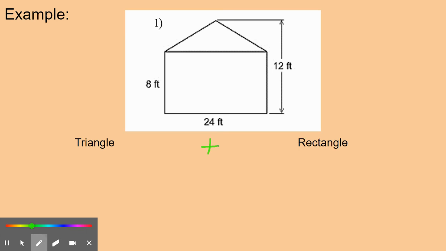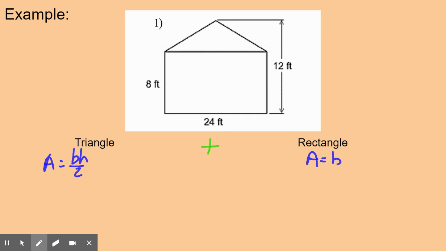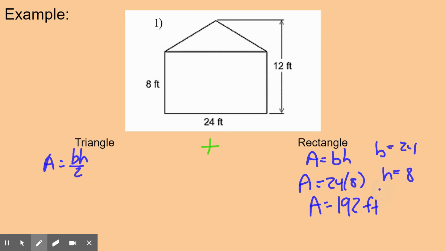So start off by writing your formula. A equals base times height over 2 for a triangle. A equals base times height for a rectangle. So for our rectangle, I would say our base is 24. Our height is 8. And then I can replace it. All right, and I get 192 feet squared.